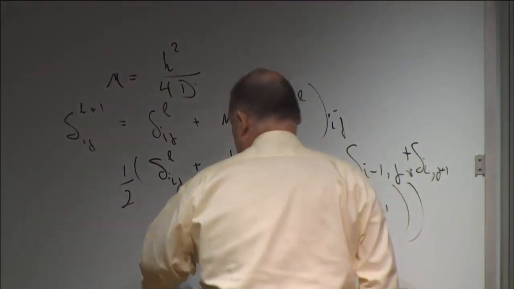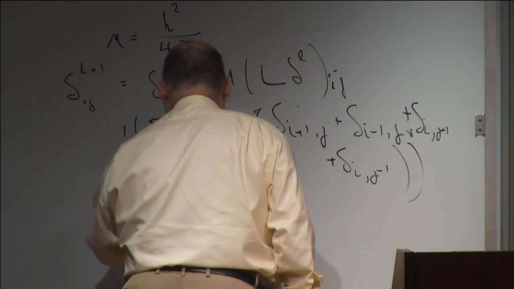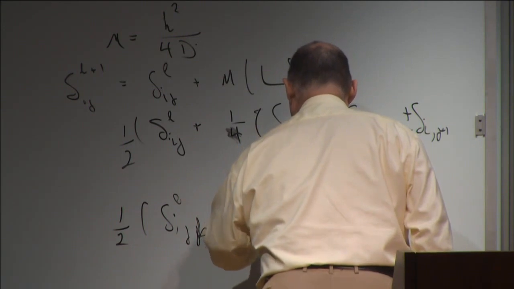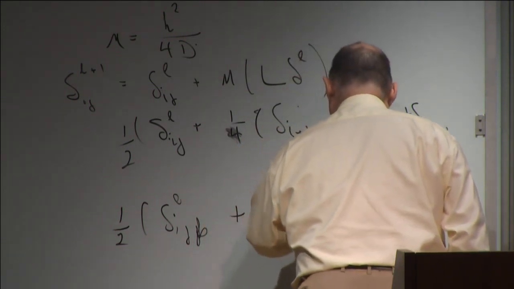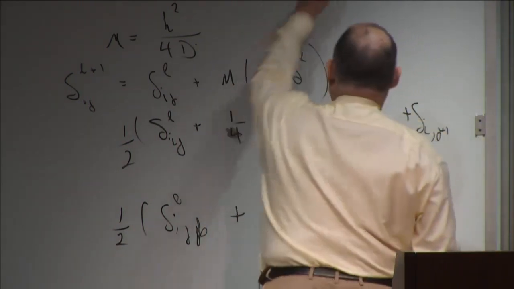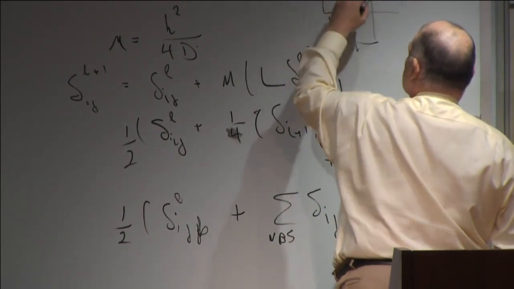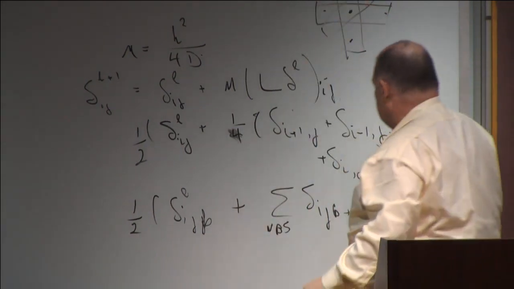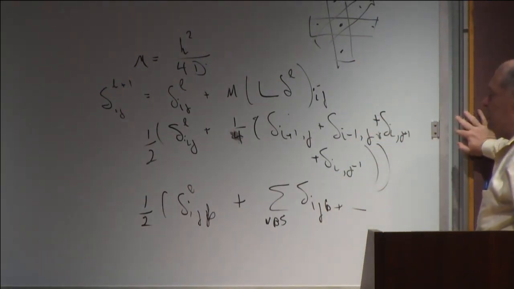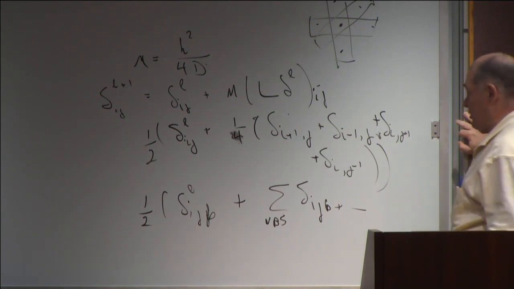In 3 dimensions, it's the same thing. It's qualitatively the same thing, 1/2 delta Lijk plus the sum over neighbors of delta Ijk, where neighbors are defined to be, in this case, in 3 dimensions, all 6. So this was chosen quite deliberately, and it has the correct dependence on dimensionality.